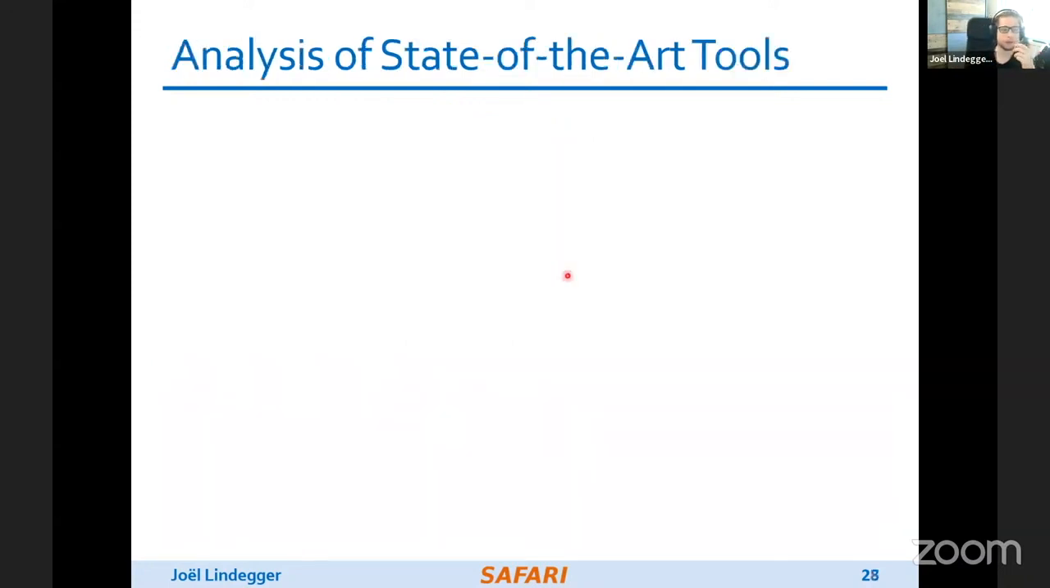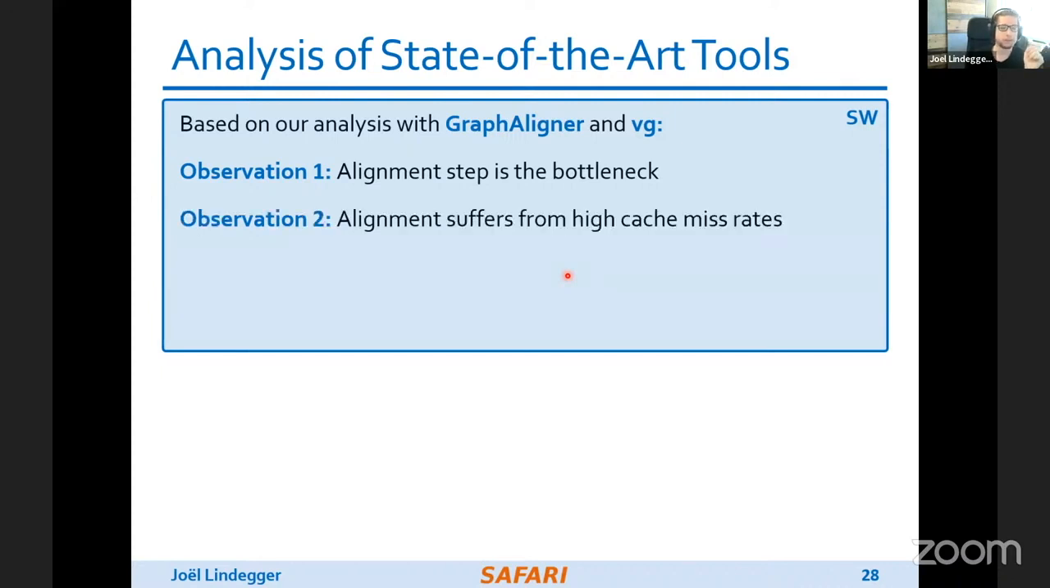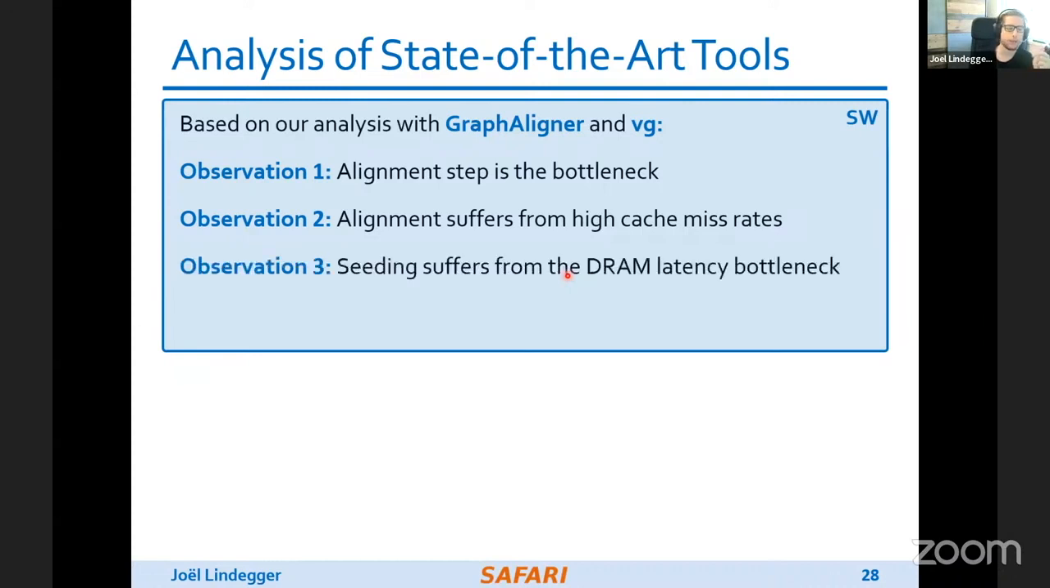First of all, though, when we did our work here, we looked at what already existed out there, of course. And we noticed that there are software tools for this, and in those software tools for sequence to graph mapping, the alignment step is the bottleneck. Sequence to graph alignment is very computationally costly, just like in sequence to sequence alignment. In particular, it suffers from high cache miss rates, and the seeding is also inefficient.